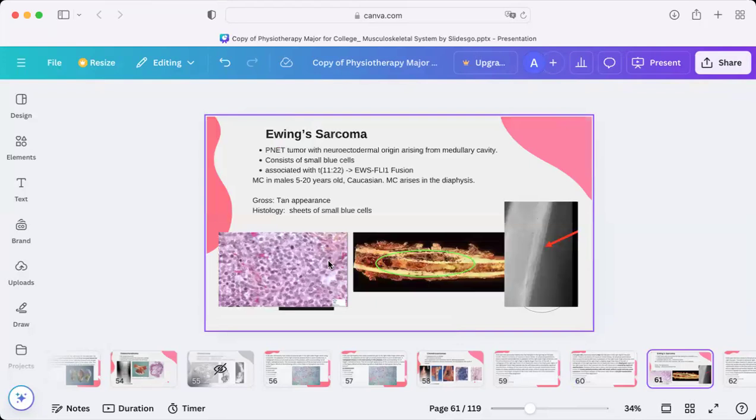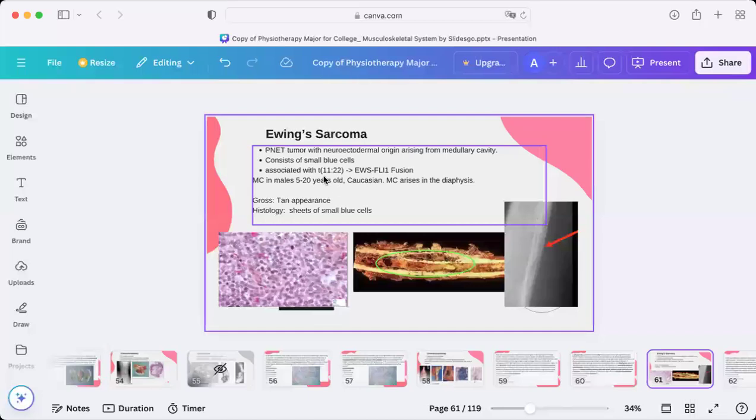So as we see, this is the appearance of the small blue cells. Either the doctor can give you a picture or can describe it, okay? Please know it. Over here, as we can see, it's invading the medullary cavity, and this is the onion skinning appearance. So these are the layers of the reactive bone.